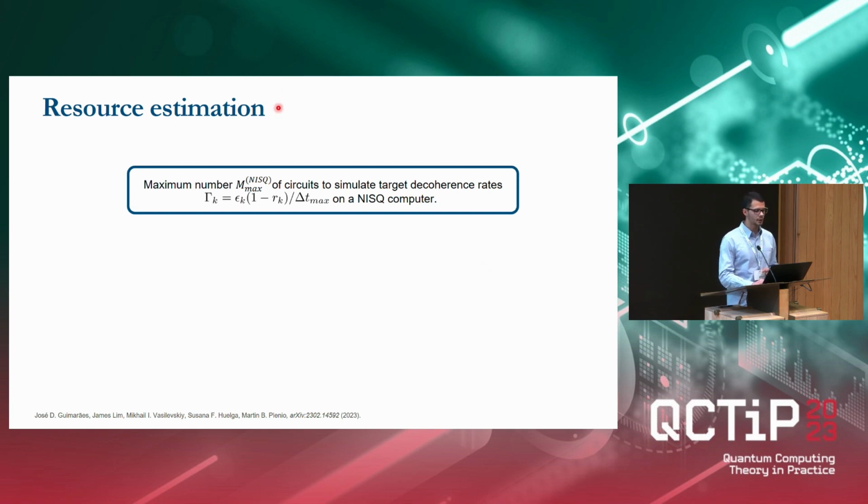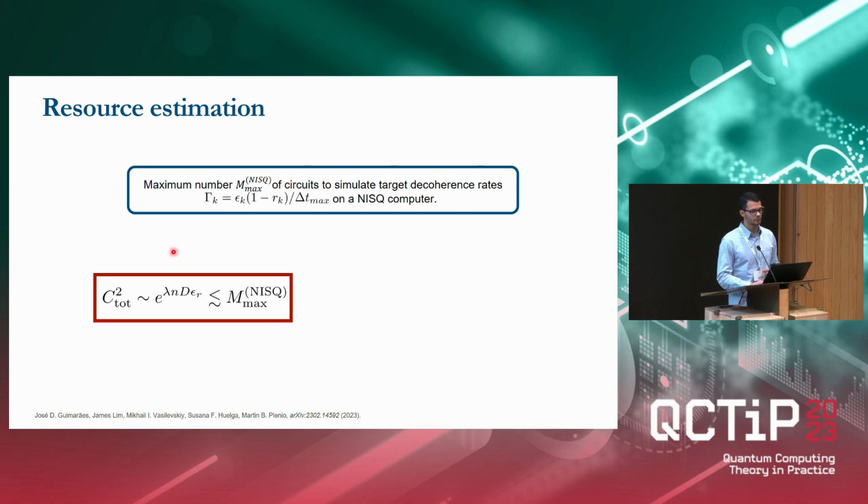So, let me talk about the resource estimation that we did for this technique. Let's say we have a quantum device that, for a given period of time, can execute max circuits, and we want to simulate a target open system model given by these decoherence rates on a NISQ computer. To find out if we can simulate this specific open system in this quantum device, the total mitigation cost squared must be similar or smaller than the total number of circuits that we can execute for a period of time in this quantum device.